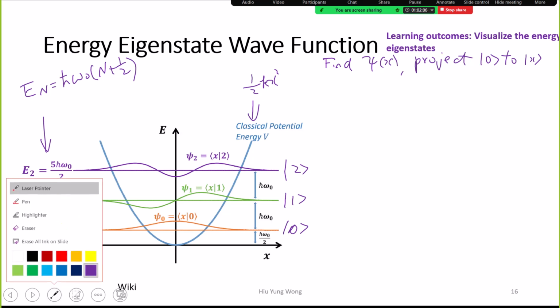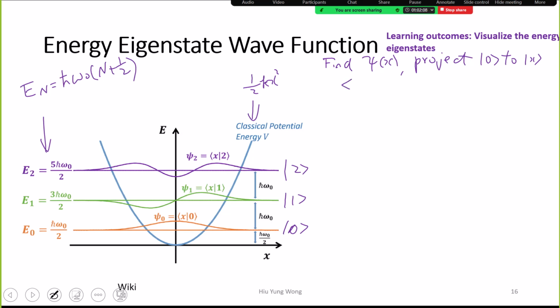So if I want to know what they are, I will do projection. So basically, it's like this. I project this 0 state to x. Then, of course, this is the so-called wave function in the real space of this state. Okay, and this is the solution you got if you try to solve the Schrödinger equation in the wave form. So let's go through the math a little bit.